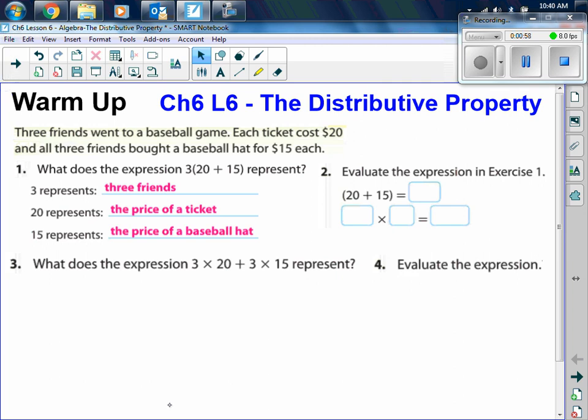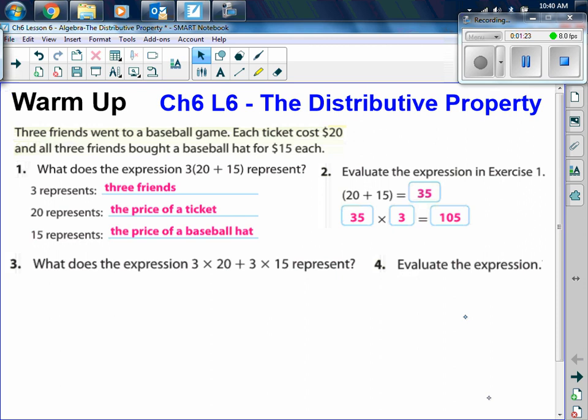Okay? So here, when we want to evaluate that expression that's in problem 1, we can use our order of operations. So here, 20 plus 15, 35. And then we're going to take that 35 and multiply it times 3. Very good. So 35 times 3 is equal to 105.